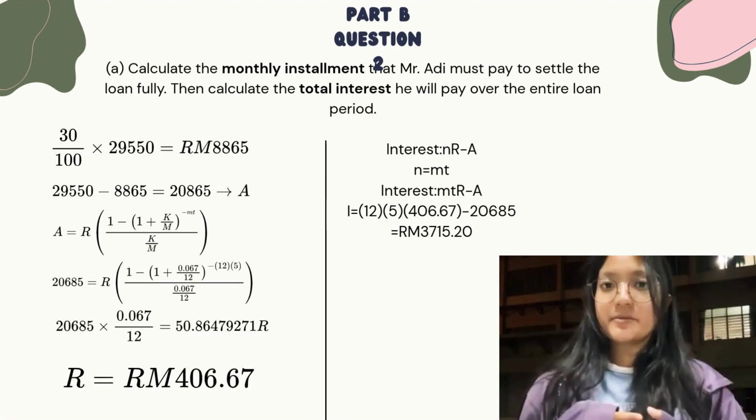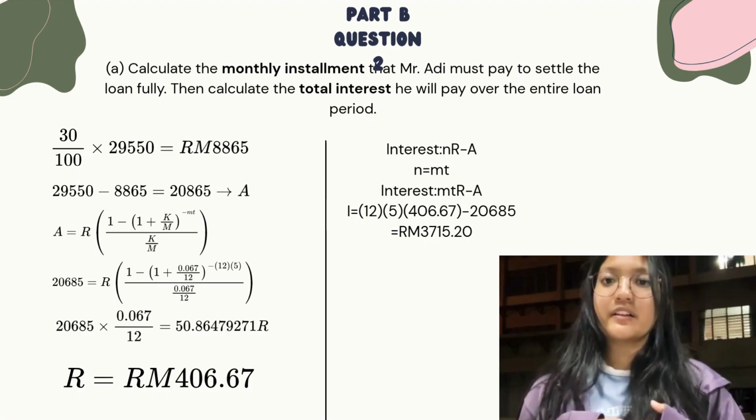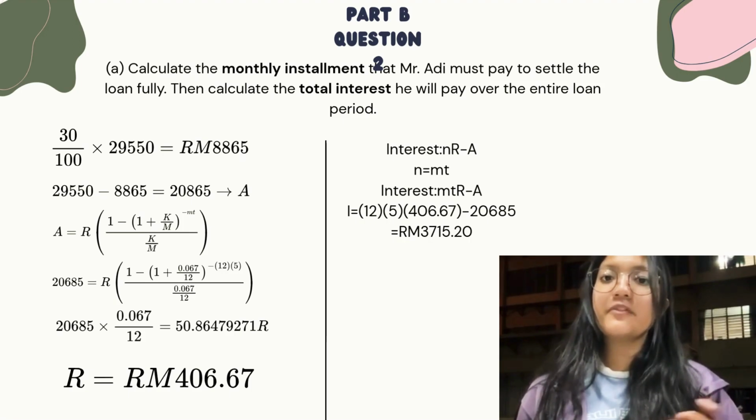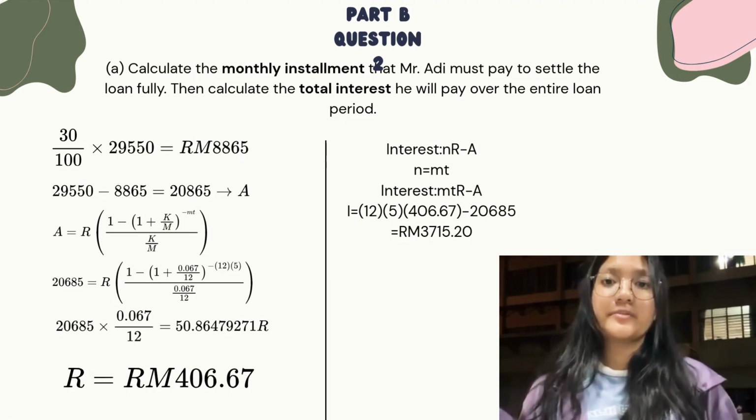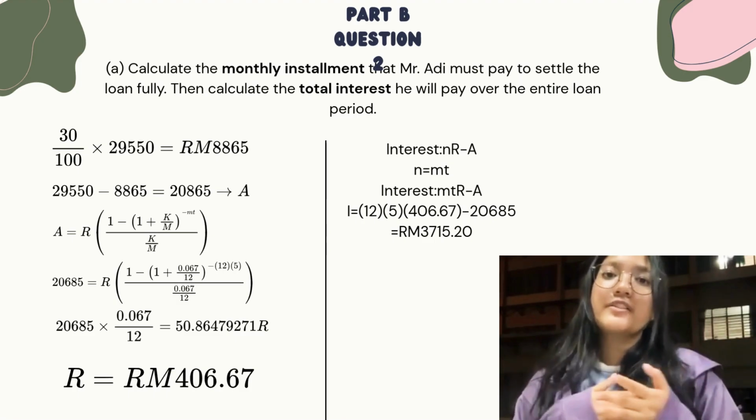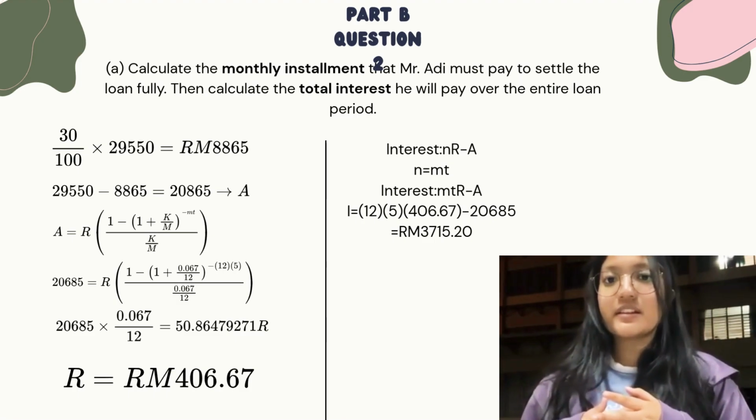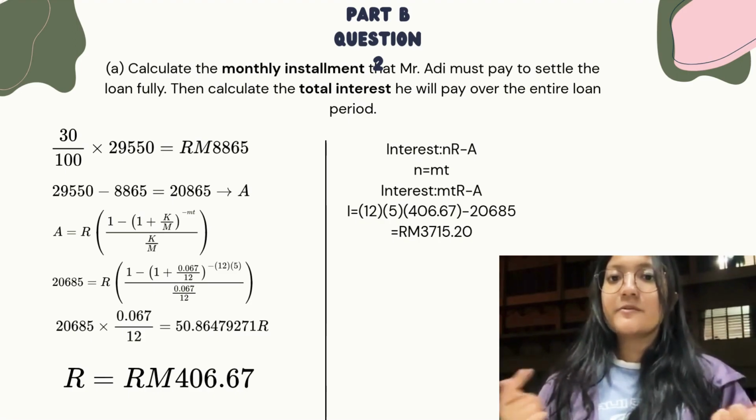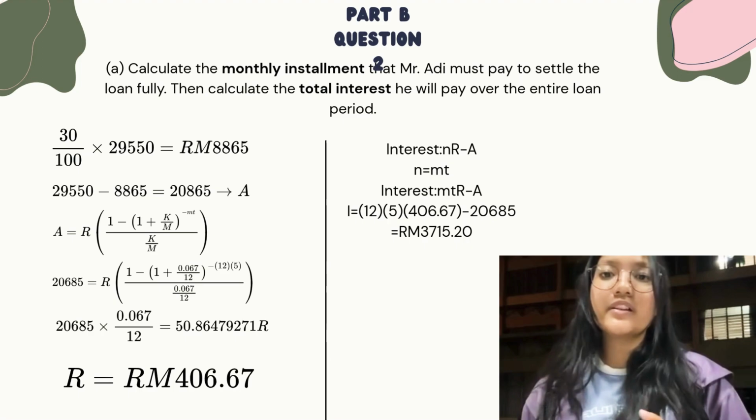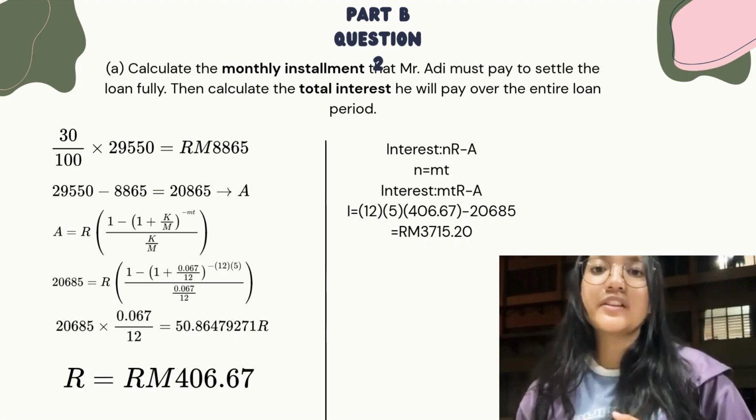To find the monthly installment, we need to use this formula. Substitute the values into the formula and then follow the flow by using the algebra method. Then you get the answer on my screen, which is 406 ringgit 67 cents. And to find the interest, we need to use this formula. Then we get our answer, that is 3,715 ringgit 20 cents.